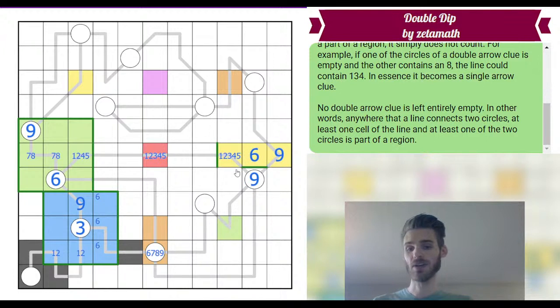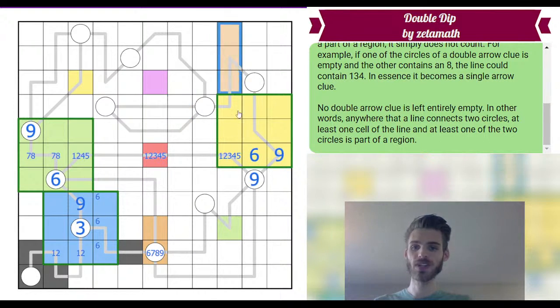The other thing to note here is that yellow definitely does not come down. Because if yellow came down, there would be 2 9s in that region, which is definitely not going to happen. So yellow is completely forced in its shape. Very nice. So orange has to come up because it just does. This has to be green because it can't be anything else.